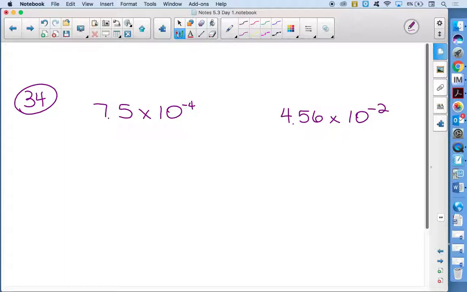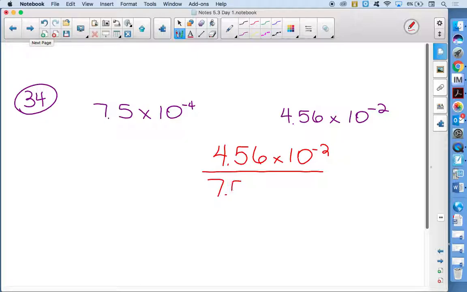So our goal is to figure out how many red blood cells could fit across the arteries. How would you figure that out? Sarah? Would you divide 4.56 times 10 to the negative second by the other? Yeah. So take the diameter of the artery, divide that by the diameter of the blood cell.